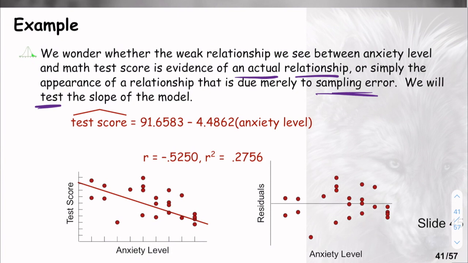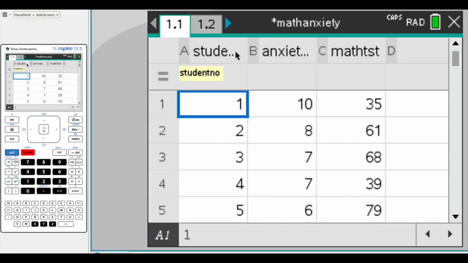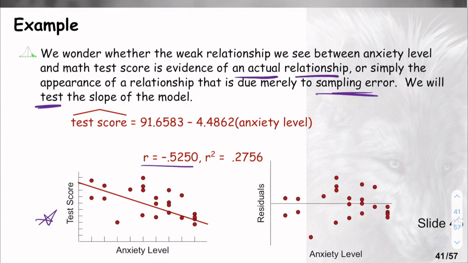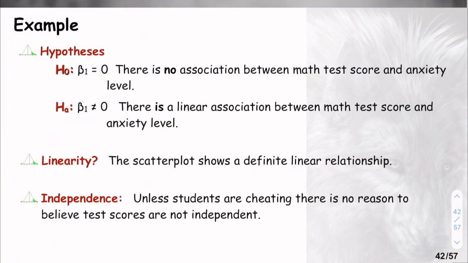So here's our scatter plot. We have our correlation coefficient of negative 0.525. That tells you the strength. And we have our R squared, which is 0.275 or 27.56%. That tells you that 27.5% of the variability of our test scores is due to the anxiety level. So that's kind of a weak variability score. So does this hold up? As you know, on our calculator, we pulled up both the scatter plot and our residual plot. So we need to now come up with a hypothesis test for this.